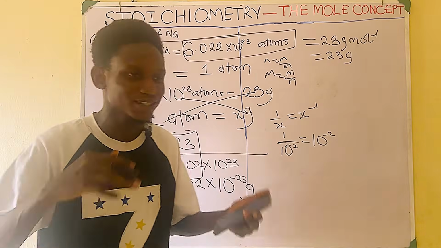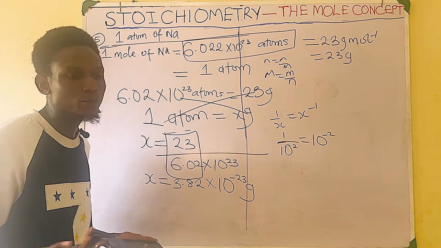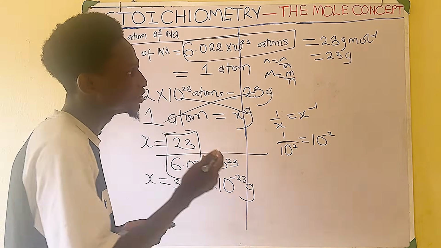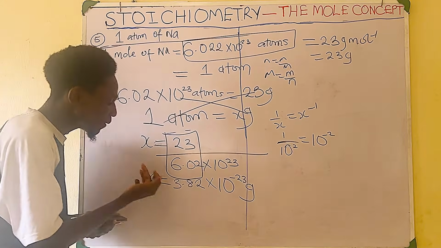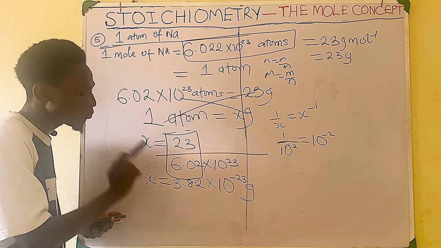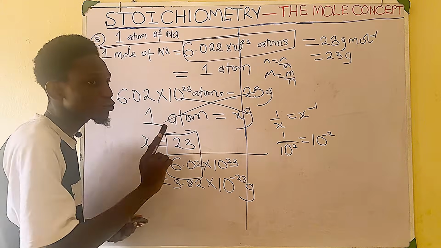It's their business, because the video is already too long, I know, but you have to just manage. So one atom equals 23 grams. Sorry, one atom of sodium equals 3.82 times 10 power minus 23 grams.